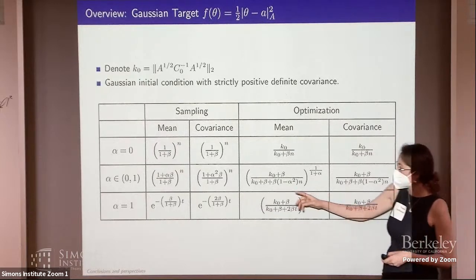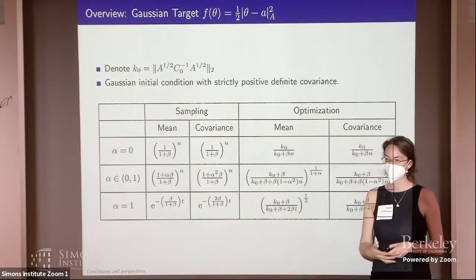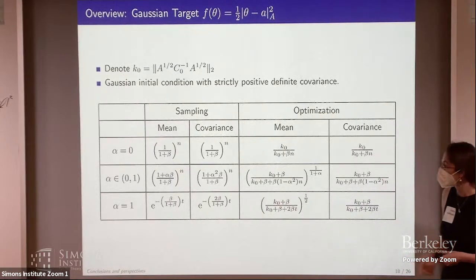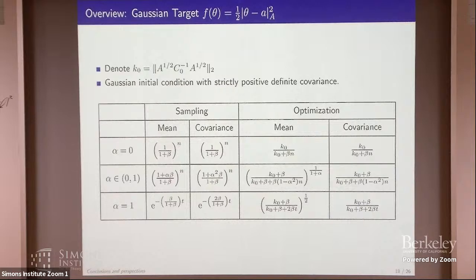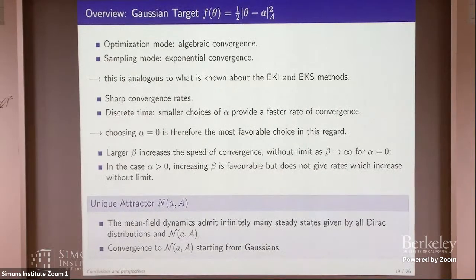And as I already mentioned, choosing alpha equal to 0 is actually the best choice for the discrete setting here. And the same also for the optimization. Just as a summary, we get algebraic convergence for optimization and exponential convergence for sampling. And those rates in sampling are, in the Gaussian case, analogous to what is known for ensemble Kalman methods like ensemble Kalman inversion and ensemble Kalman sampling. We have sharp convergence rates, and smaller alpha is better. I also mentioned that larger beta is better.